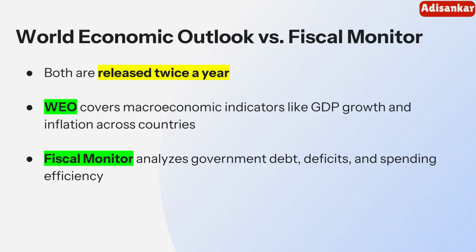The World Economic Outlook, as we discussed, covers macroeconomic indicators like the GDP growth and the inflation across countries. Fiscal Monitor Report, on the other hand, analyzes the government debt, the government deficits, budget deficits, and the spending efficiency.